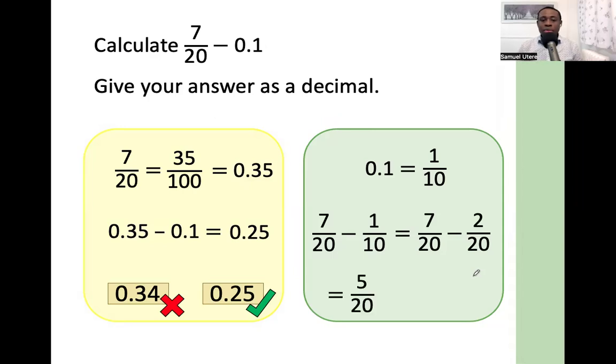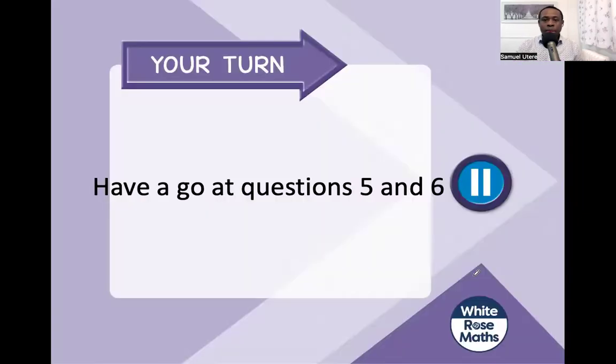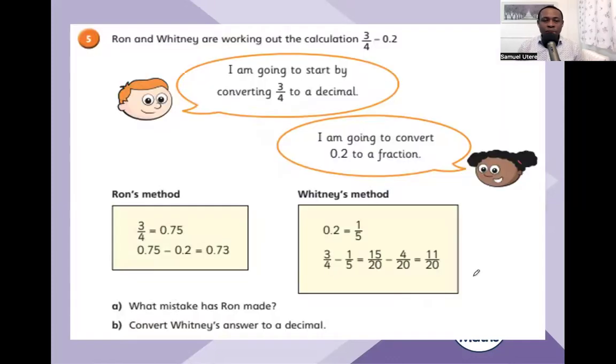And of course, if you simplify 5/20, you will get a quarter. And a quarter is 0.25. So you choose the method that you feel convenient with, but I like the one on the left side if you ask me. It's now time for you to pause the video and practice what you've learned. So pause the video and answer question 5 in 3 minutes.